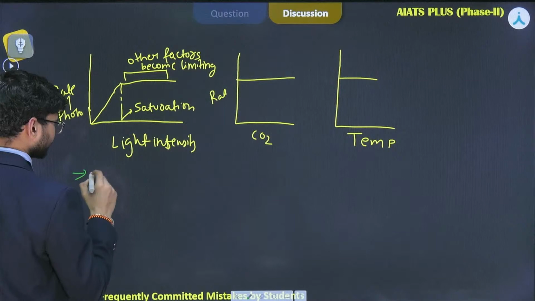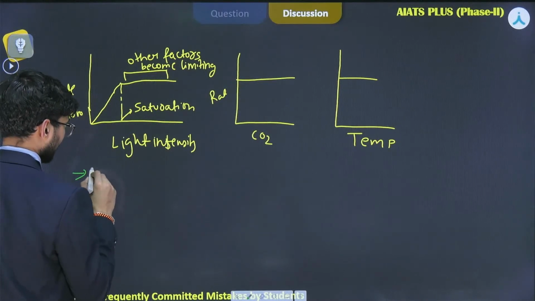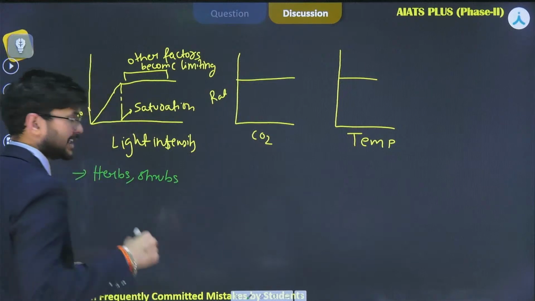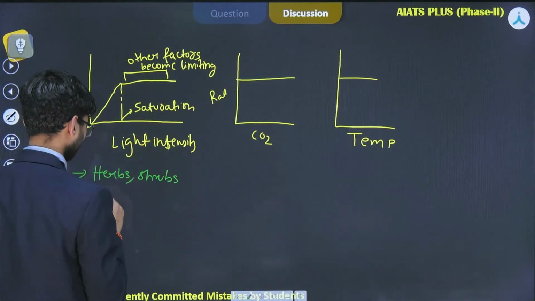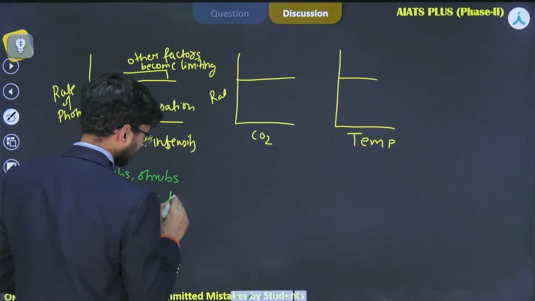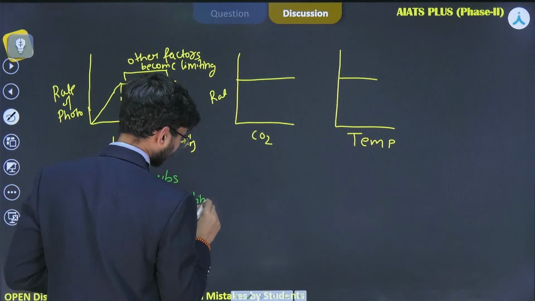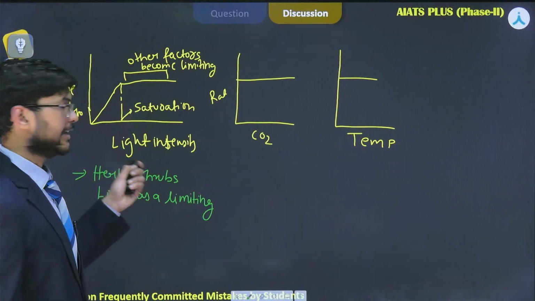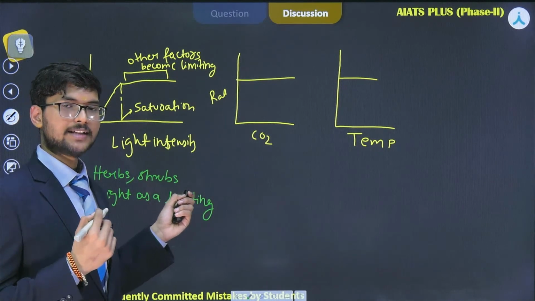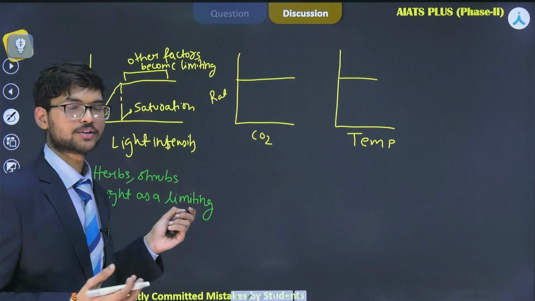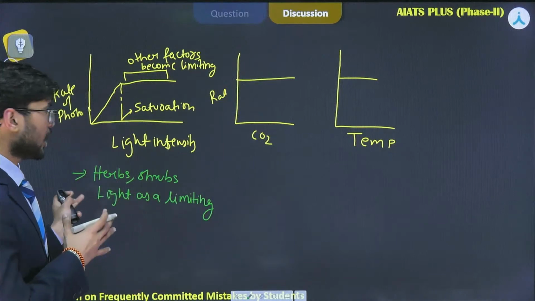Now if we talk about light, you will find that herbs and shrubs growing in a forest will have light as a limiting factor. Now light itself can be increased, but a high amount of light intensity will damage the pigments of the chloroplast, and this will lead to a decrease in the process of photosynthesis. Okay, so that was all about the light itself.